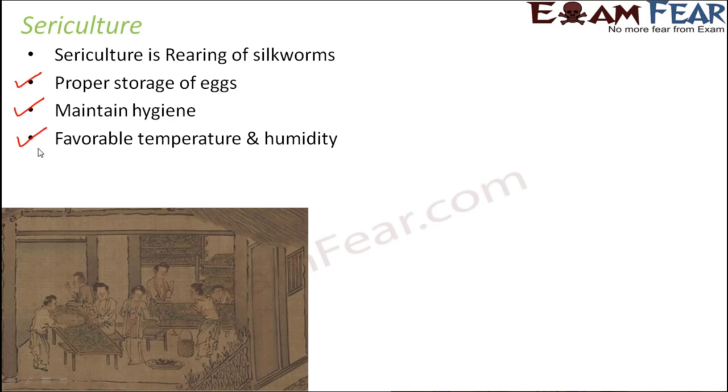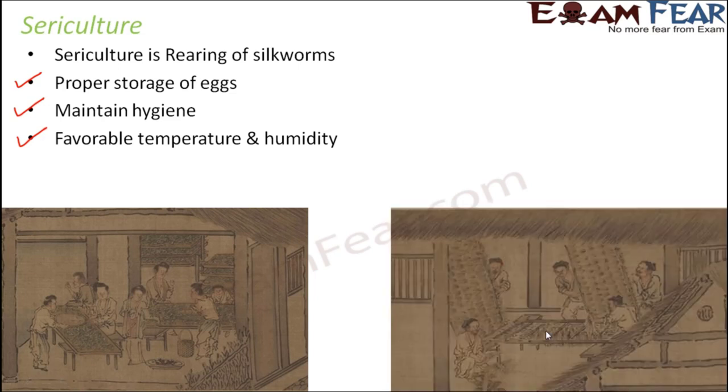Favorable temperature and humidity. Again, if the temperature becomes too low or too high, it might affect the hatching of the eggs, and it might affect the survival of the silkworms. So temperature and humidity should be optimum.